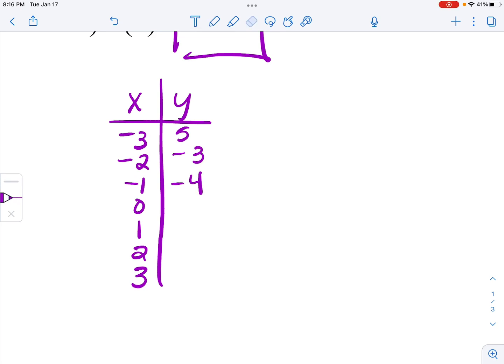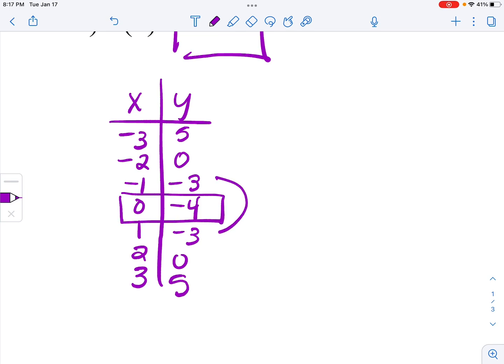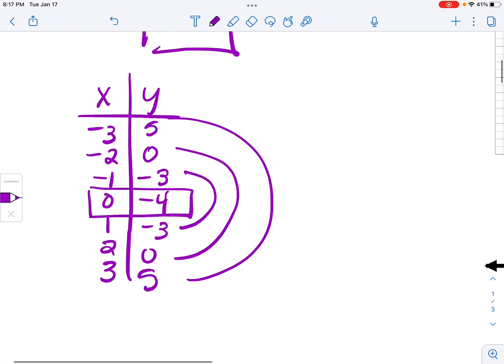Oh no, I'm putting this in the wrong spot. I'm sorry. 5, 0. My bad. -3, -4, -3 again, 0, and 5. And here's the rainbow. So here's your vertex because it's in the middle of the rainbow. -3 matches with -3. 0 matches with 0. 5 matches with 5. It's like a sideways rainbow. Okay, so those would be the points that you would graph.